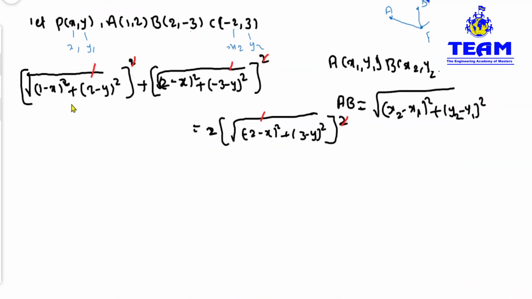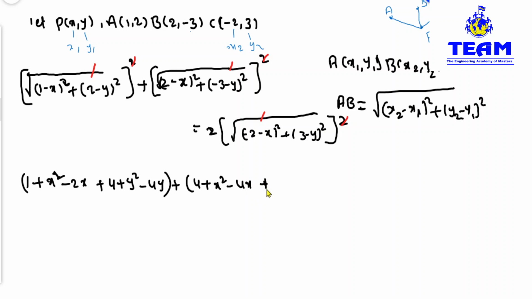Okay. Now 1 minus x whole square is 1 plus x square minus 2x, plus 2 minus y whole square is 4 plus y square minus 4y, plus this is the bracket friend. Give a bracket for this. Again here 2 minus x whole square means 4 plus x square minus 4x, plus minus 3 whole square is 9 plus y square minus 3 into minus y means 3y, 3y 2 is 6 friends, 6y. Okay. Close the bracket.